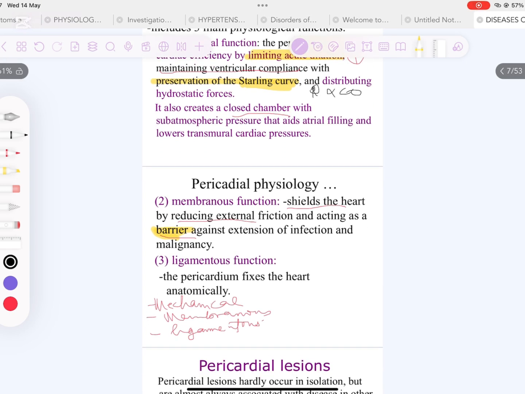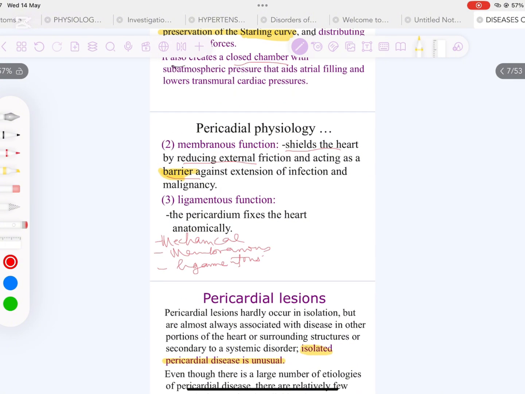Okay. Another thing it does is that it creates a closed chamber with subatmospheric pressure that aids atrial filling and lowers transmural cardiac pressure. The same thing we are saying, atrial filling is also regulated, and because of that, transmural cardiac pressure is maintained. The second function is membranous function. We said it's shielding the heart.